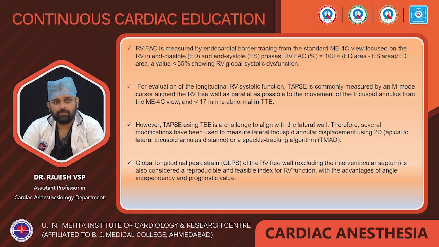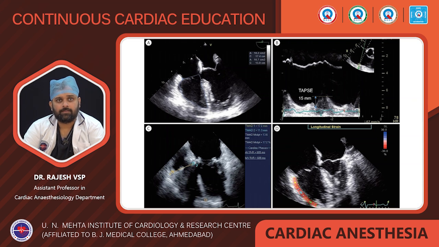Global longitudinal peak strain of the RV free wall is also considered a reproducible and feasible index for RV function, with the advantages of angle independency and prognostic value. This is how endocardial border tracing should be done, and TAPSE is also being shown here.